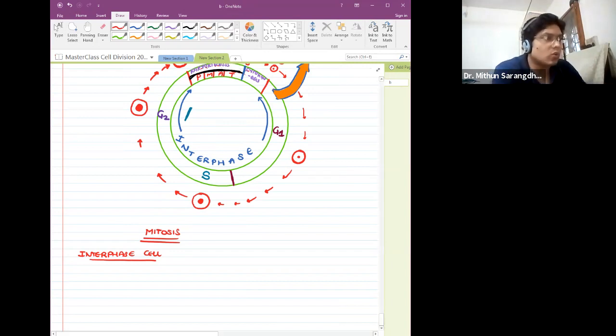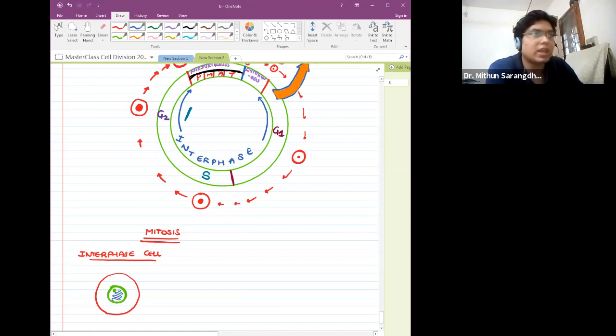You are going to see that the interphase cell first has the cell membrane like this. The cell membrane is as it is. Then inside the cell membrane, we are going to have the nuclear membrane. Inside the nuclear membrane, we are going to have the nucleolus, and inside this we are going to have our chromatin fiber. And finally, right on the top, what are we going to see? We are going to have our centrosome, the centrosome with the centrioles. This is how a non-dividing cell is going to look.